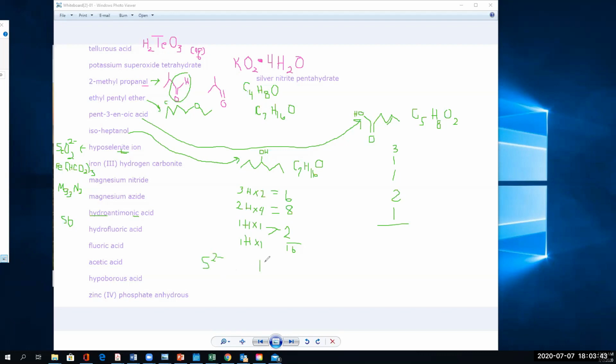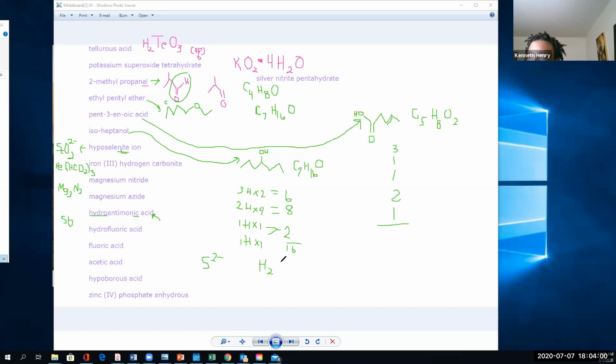Which one are you doing? Hydroantimonic. We're doing this one. We skipped one, but that's all right, we'll come back to it. Worry about this one that we're talking about. So in this case, sulfide will make hydrosulfuric acid. So if I have hydroantimonic acid, then look at the similarities.